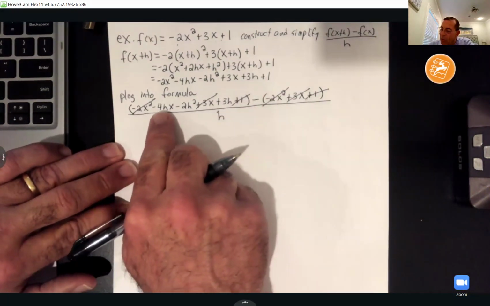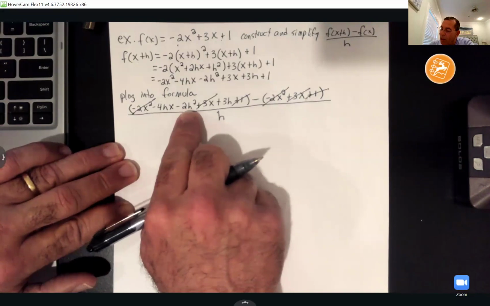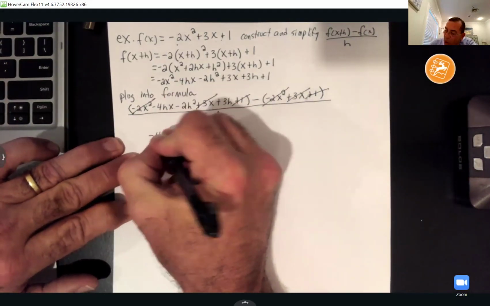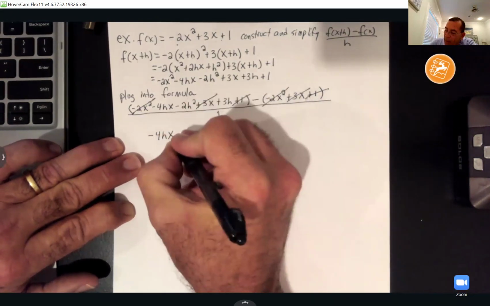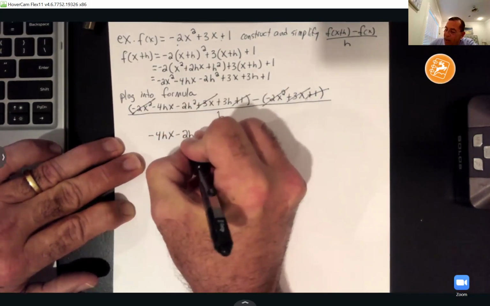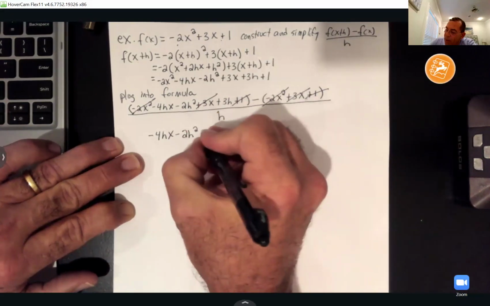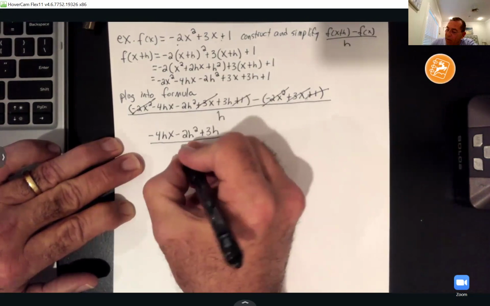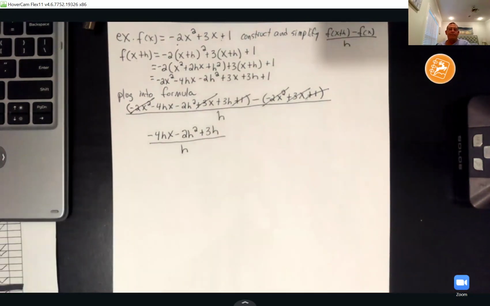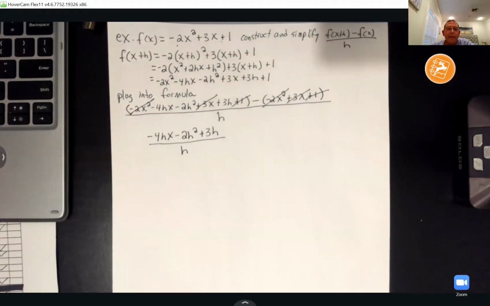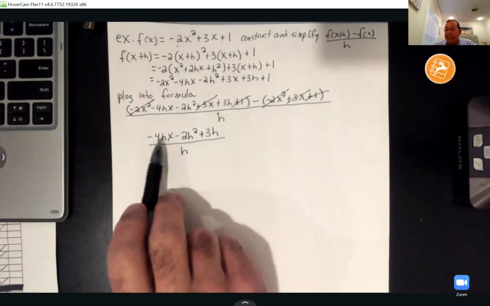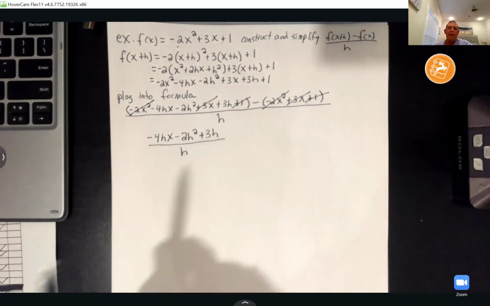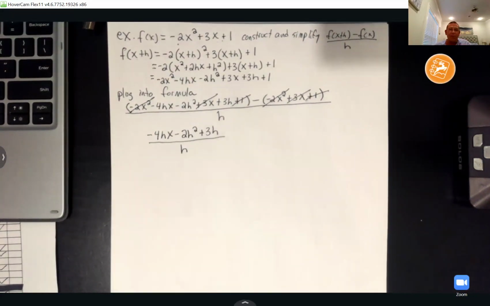So y'all, let's see. I got 1h here, h squared here, and an h. So I got 3 things left. Negative 4hx minus 2h squared plus my 3h are all over h. So I'm going to let y'all take a stab at simplifying that. Y'all simplify that for me and chat me up and see what y'all get.